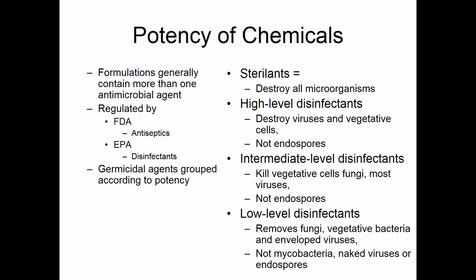Again, if it doesn't say sterile, that means there's some level of microorganisms left behind. You technically have 3 different levels of disinfectants. High-level disinfectants destroy most things, but not endospores. Intermediate level disinfectants destroy lots of different types of vegetative cells and fungi, not all viruses, and again, not the endospores. And the low level of disinfectants are going to get rid of most of the easy things to kill, but not anything with any sort of level of resistance.